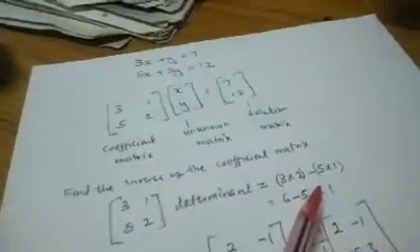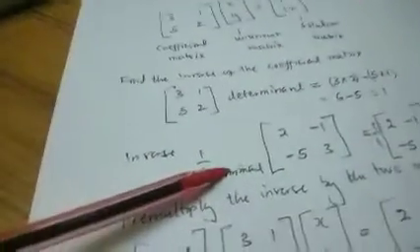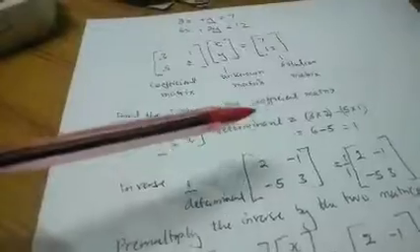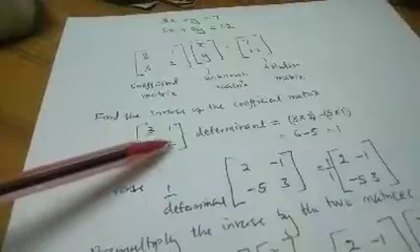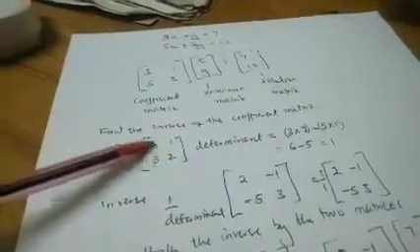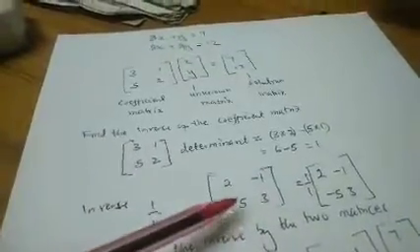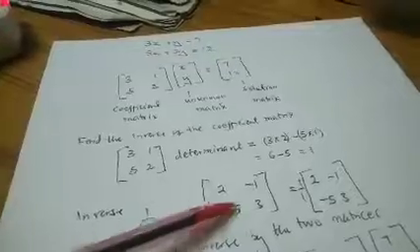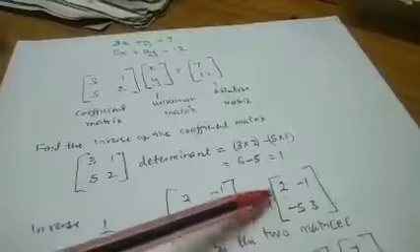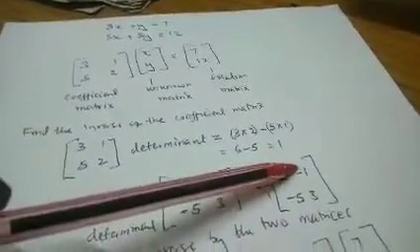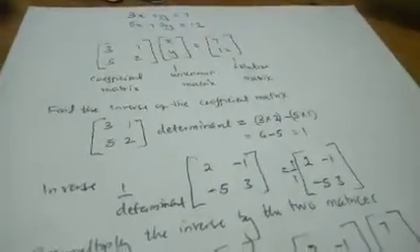To get the inverse, it is 1 over the determinant, and then we interchange the position of the elements in the leading diagonal. What was 3, 2 now becomes 2, 3. Then we negate the elements in the other diagonal. We multiply by 1 over the determinant, and since 1 over 1 is 1, the inverse remains 2, negative 1, negative 5, 3. So that is the inverse of our matrix.